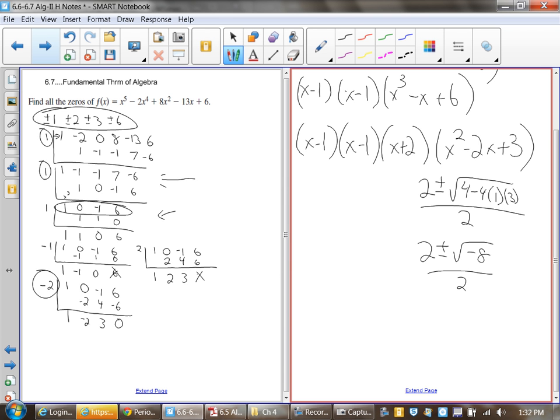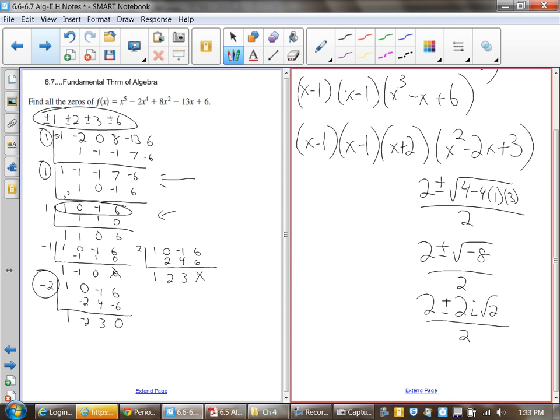So now I have an irrational answer, which is fine. How do you simplify the square root of -8? 2i root 2. So this is 2 plus or minus 2i root 2 all over 2. What can I do to simplify that? 1 plus or minus i root 2.